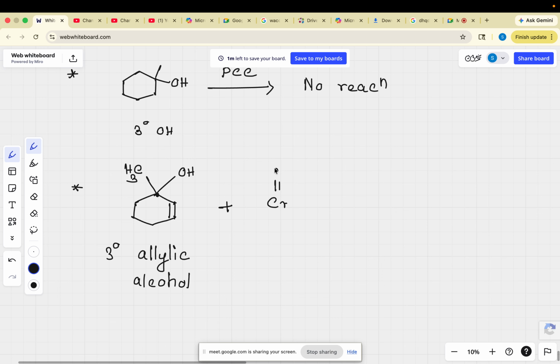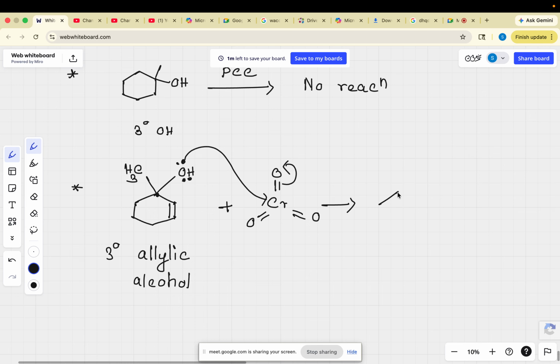I already mentioned what will happen here. A pericyclic reaction will happen. So see how it is happening. First of all, it will do the normal mechanism. Oxygen has a lone pair, so the OH is donating its lone pair to the chromium center, and the double bond O is breaking.